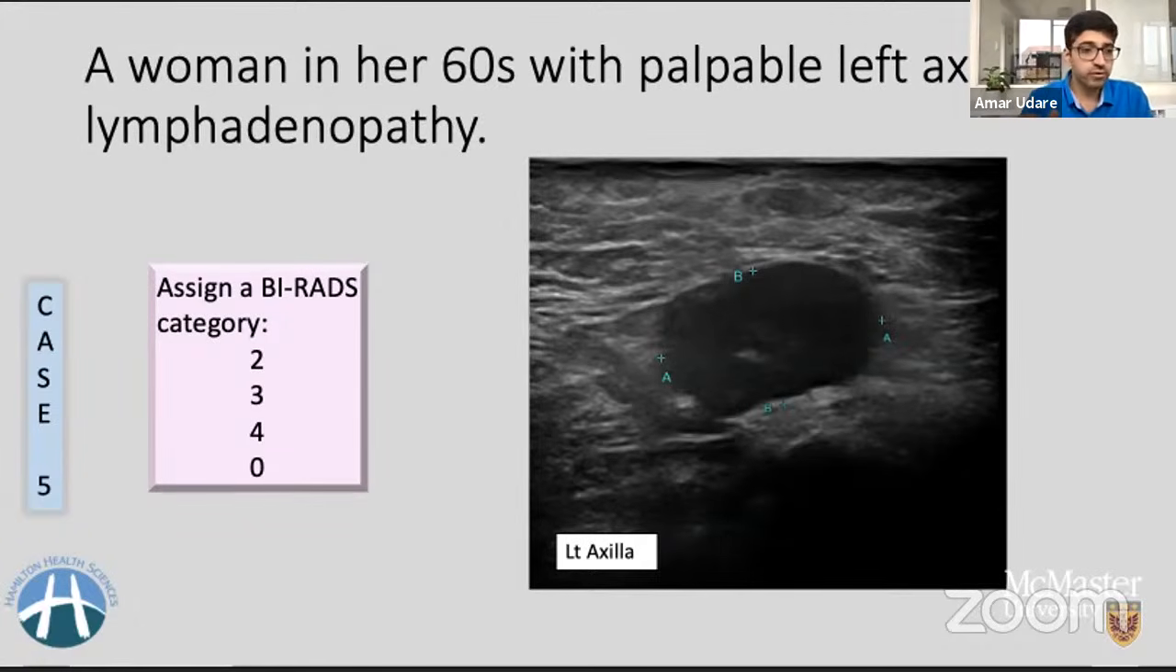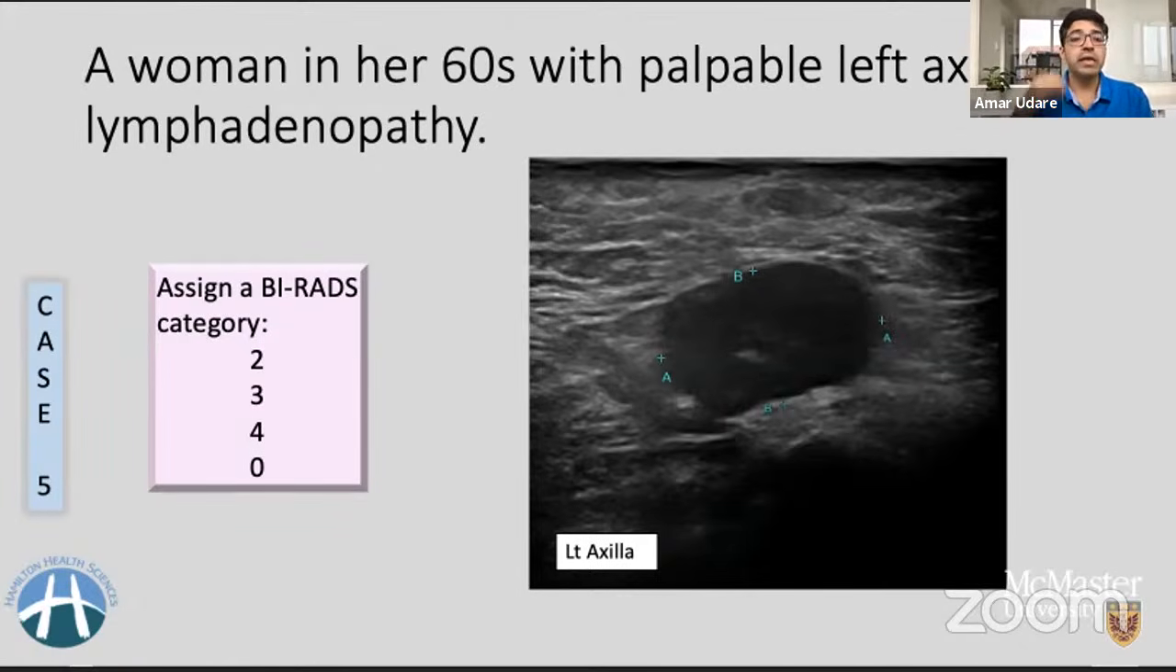But if you have to, then I completely agree with Selda as well as Dilip Chand that it has to be a category 0, because the patient is coming with new palpable left axillary lymphadenopathy. As a radiologist, it is your job to make sure if the patient has a breast cancer, which is not clinically palpable to the patient.